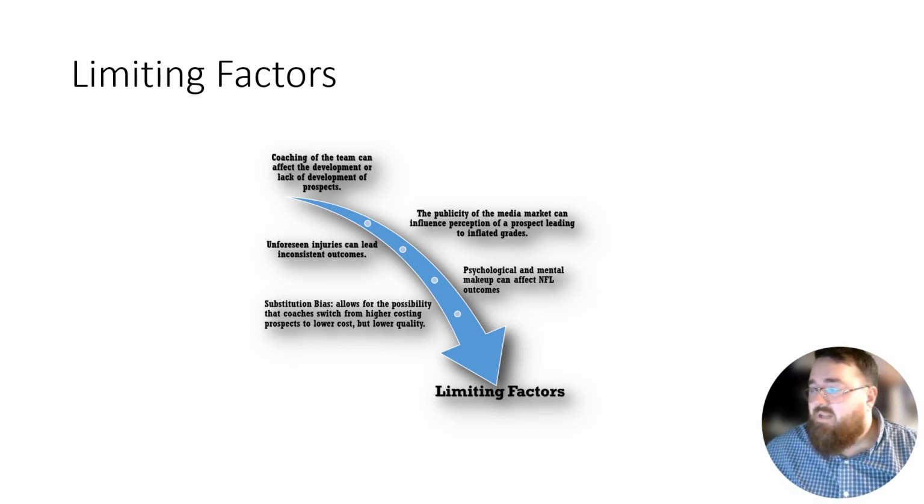Another thing, injuries can be inconsistent in terms of outcomes. If a player gets injured, their career might derail and they may not have the type of career they should have had because of injury. Psychological and mental makeup can affect things, and substitution bias can also affect things, which allows for the possibility that coaches switch from higher-cost prospects to lower-cost but lower-quality ones. Teams will often do this when they have to pay a player and they don't really want to pay them.